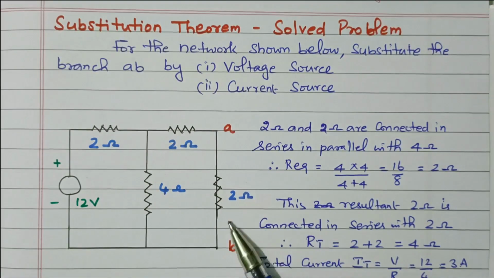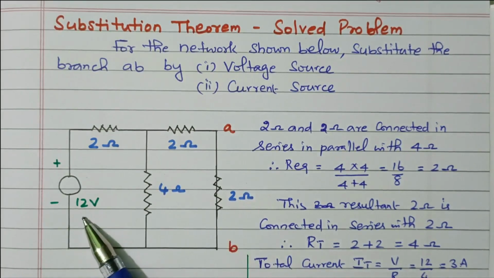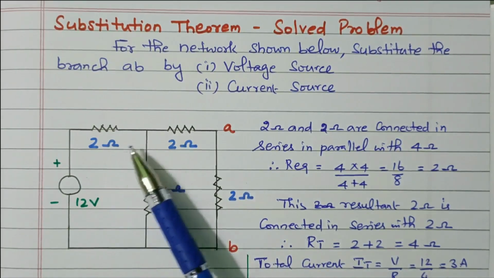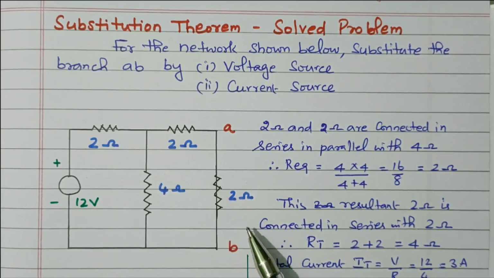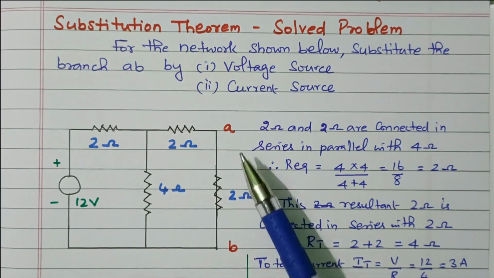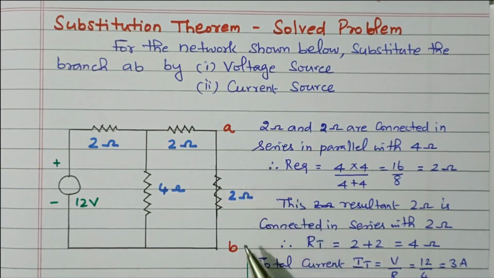For example, consider this network. The 12 volt source is available. Four resistors are available: 2 ohm, 2 ohm, 4 ohm and 2 ohm. Here we are going to substitute the terminal AB.